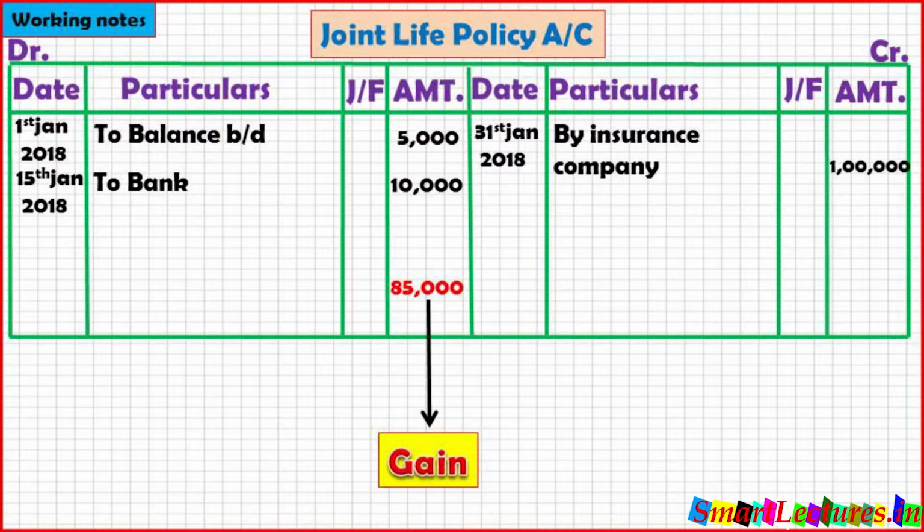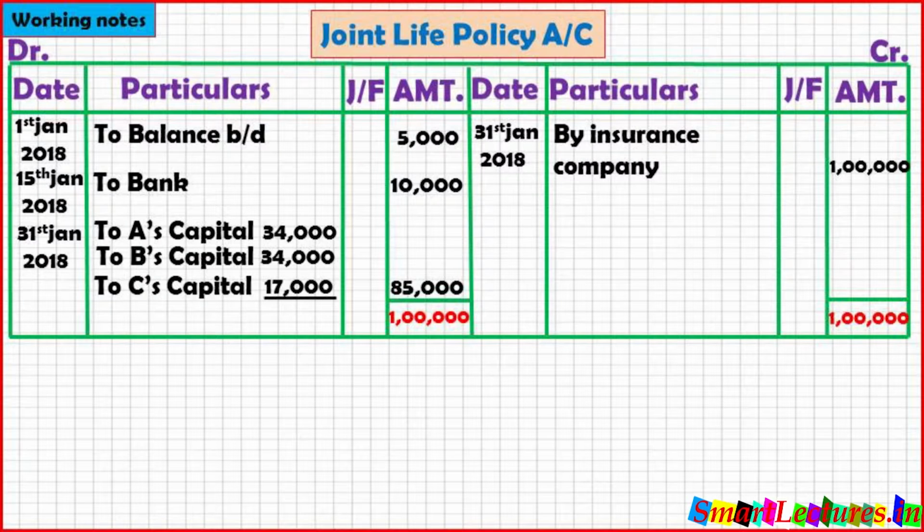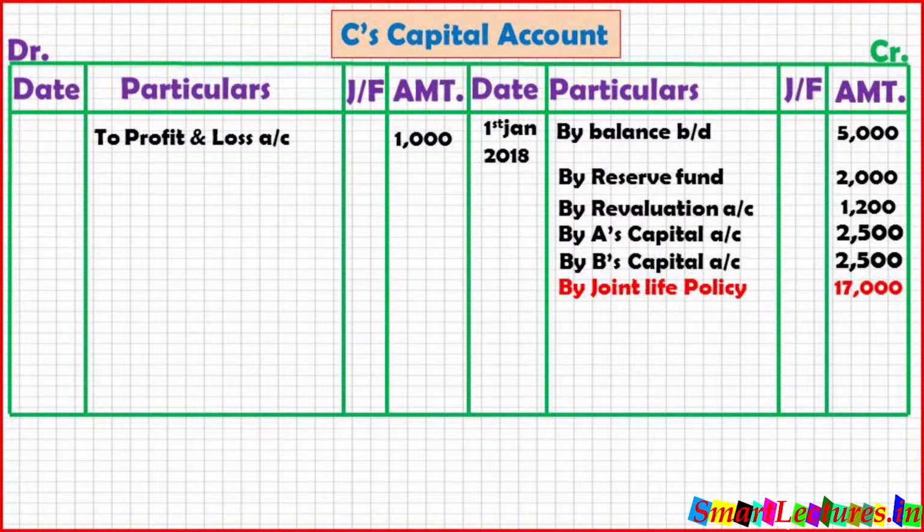So to balance, transfer to A's capital, B's capital and C's capital in the inner column 34,000, 34,000 and 17,000, and in the outer column 85,000, total on both sides 100,000. So in this way we can see that the deceased partner C will get 17,000, means he will get the credit of rupees 17,000. So come back to C's capital account, by joint life policy 17,000 on the credit side of capital account.